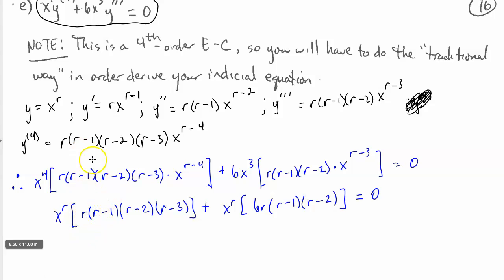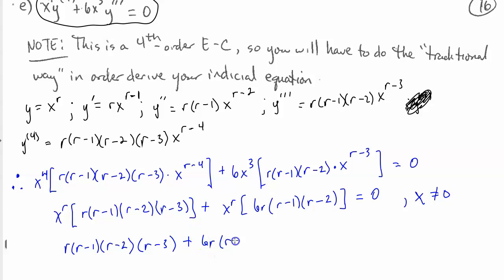Of course, what we can do is divide both sides by x raised to the r, noting that x can't equal 0. And so if we do that, then we will just have r times r minus 1 times r minus 2 times r minus 3 plus 6r times r minus 1, r minus 2 is equal to 0.